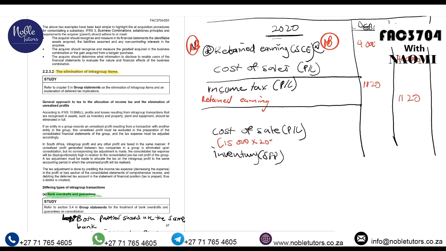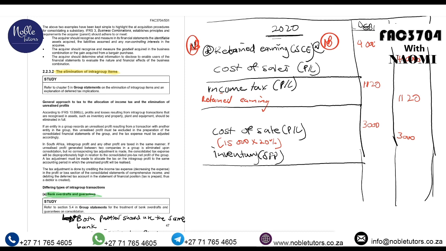So multiply by 20%. Remember, this will depend on whether it is on sales. If I multiply by 20%, that means they're saying the markup is on sales. If they say this is on cost of sales, I was supposed to say multiply by 20, divide by 120. So we're just assuming this was on sales. So 15,000 times 20% becomes 3,000. So eliminate 3,000 from profit, eliminate 3,000 from inventory. Remember, one party is making a profit while making a sale, and the other party is purchasing inventory. Then you do the narration.